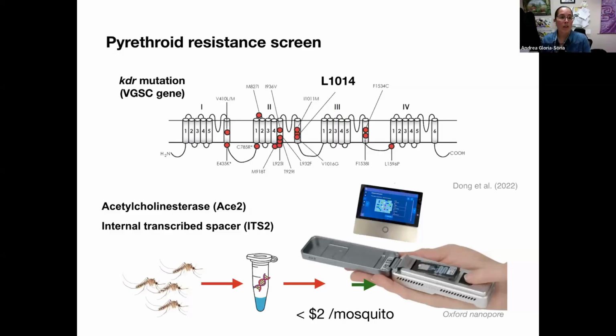Right now, we are troubleshooting that, and we have successfully worked with KDR as well as ACE2 and ITS2 amplicons simultaneously, getting very good results for an approximate cost of $2 per mosquito. And we hope that this could be broadly available to mosquito surveillance departments or any other surveillance program that is interested in doing it, so that they could get real-time information on their populations, and that can be incorporated in their vector control decisions in a timely manner.